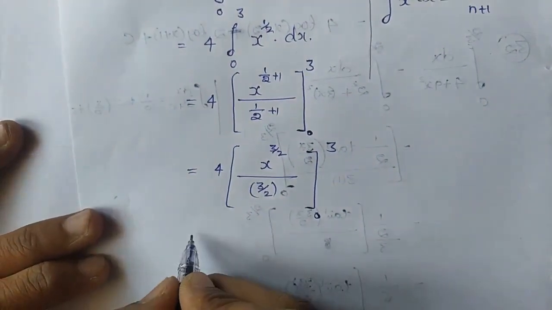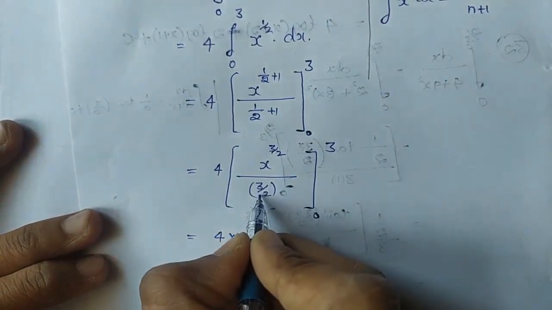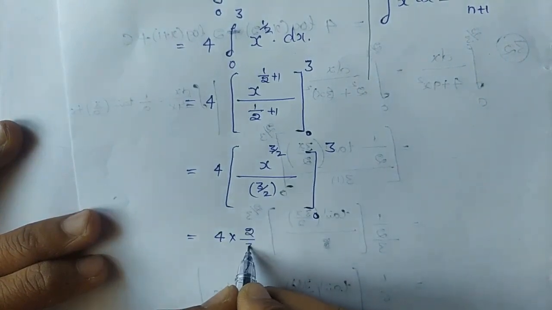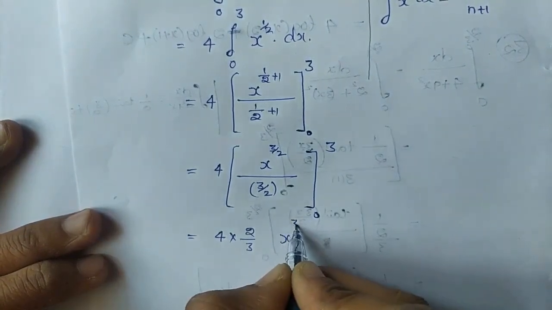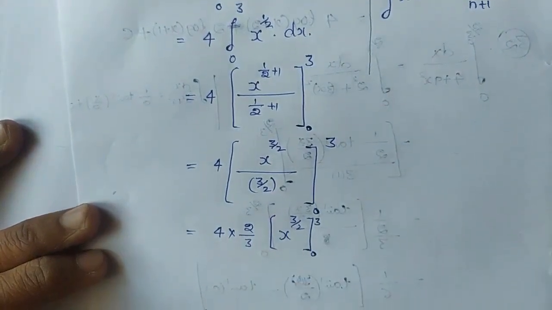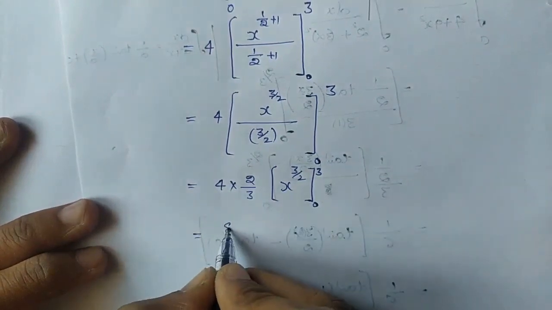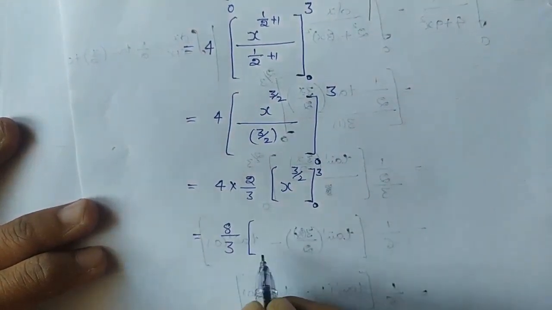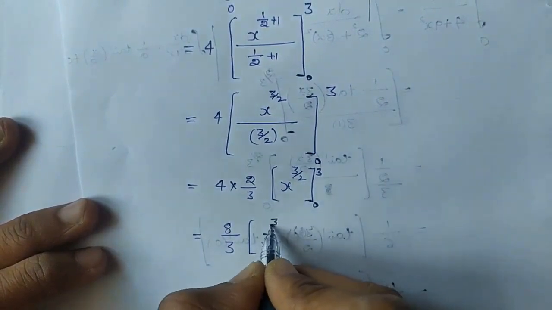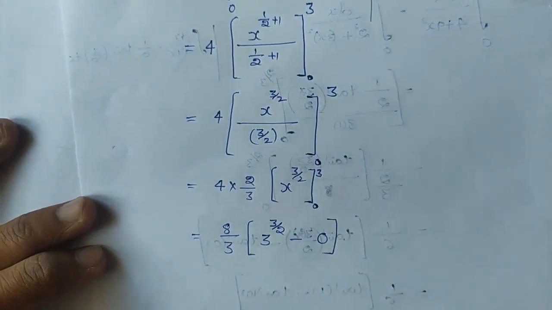Let us apply the limits. Before that, let us simplify further. 4 into this 3 by 2, if it comes in the numerator, that will become 2 by 3 into x power 3 by 2 under the limit 0 to 3. That is equals to 4 into 2 is 8 by 3. Let us apply the limit. In place of x, put 3 power 3 by 2 minus 0 power 3 by 2 is 0.